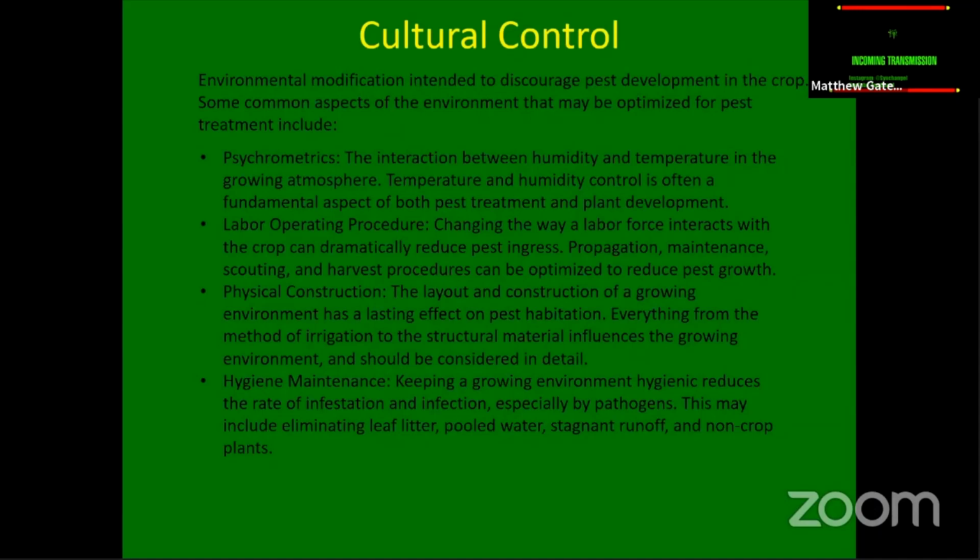Your labor operating procedure is a cultural control, which I kind of mentioned earlier, but how you go about things, all of this affects your IPM in minute ways and in very large ways, of course. Your physical construction of your setup is also incredibly integral to how you go about your IPM.